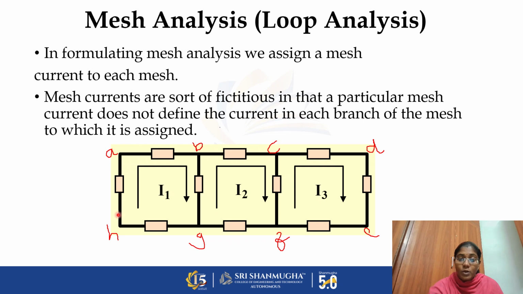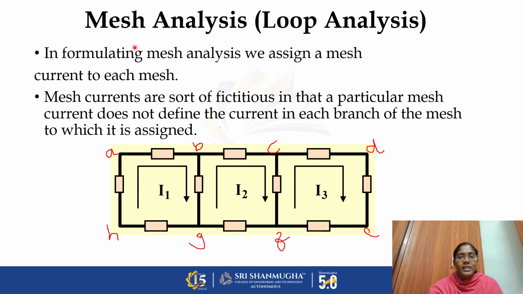ABGH is also called a loop. We can call it a loop or a mesh, but we cannot call A, B, C, F, G, H a mesh. We can call it a loop. I think you can understand the difference between mesh and loop now.